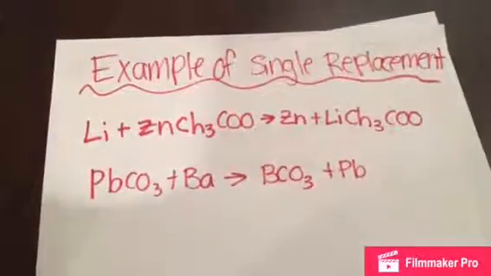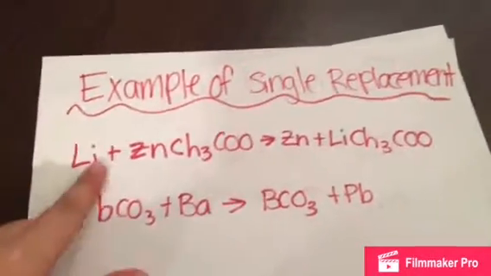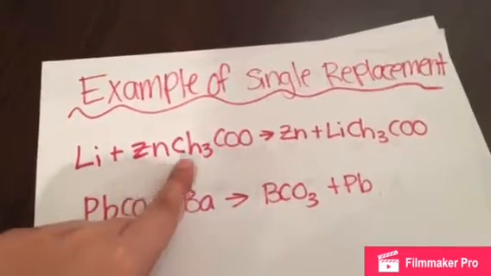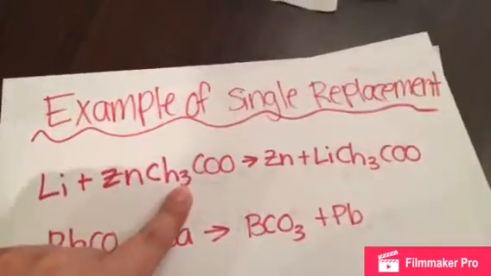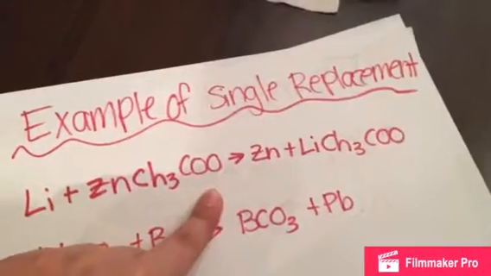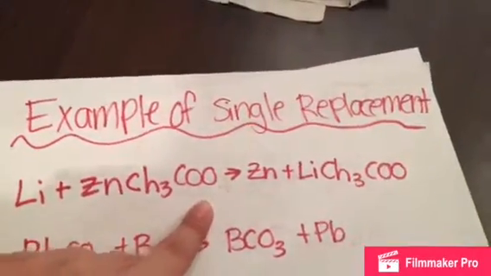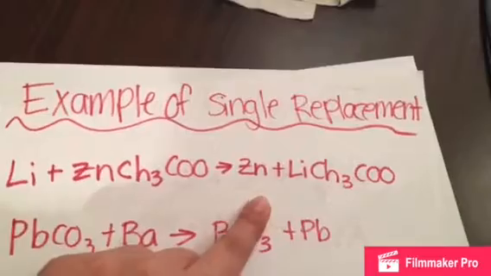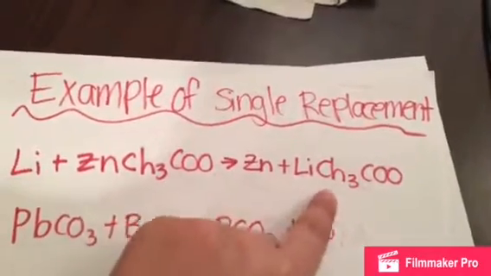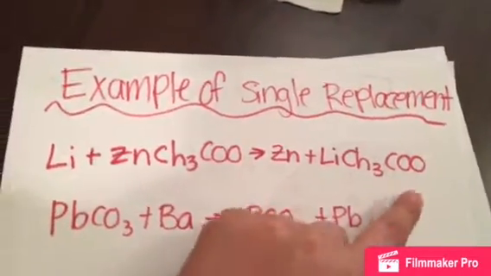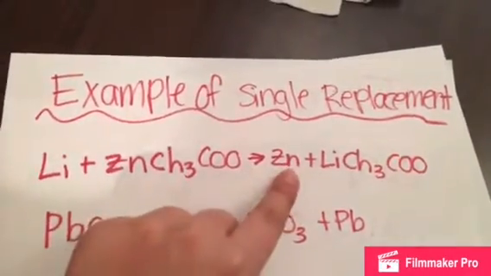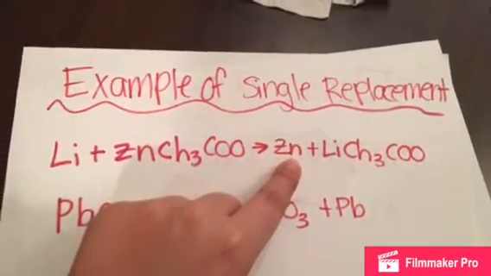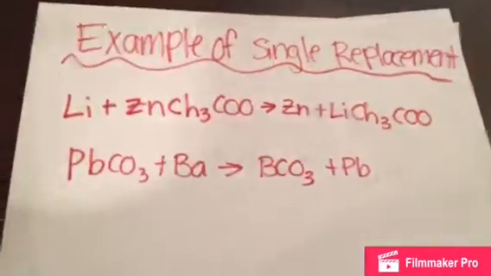An example of single replacement would be lithium plus zinc, I believe, is CH3COO plus zinc, equals zinc plus lithium CH3COO. So as you can tell, zinc has been moved to be alone. And that is how you do single replacement.